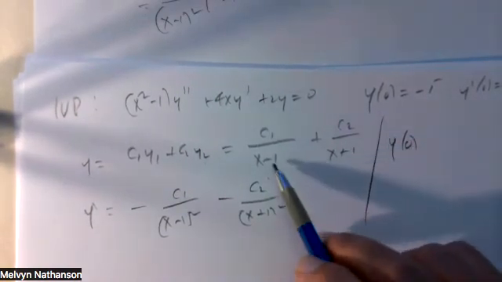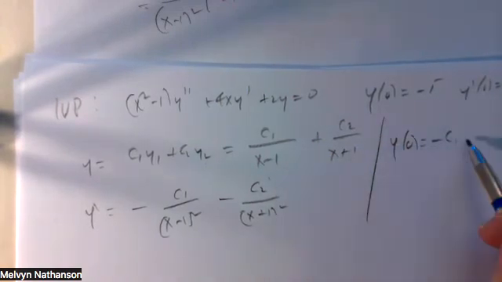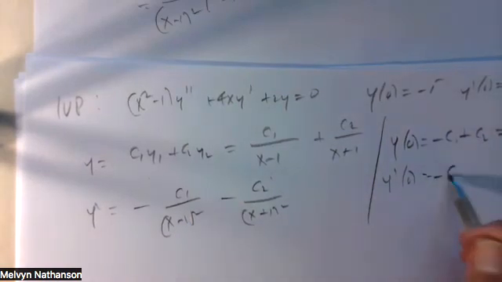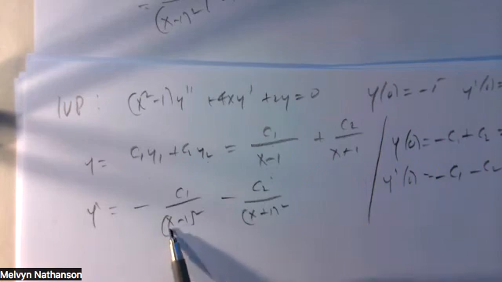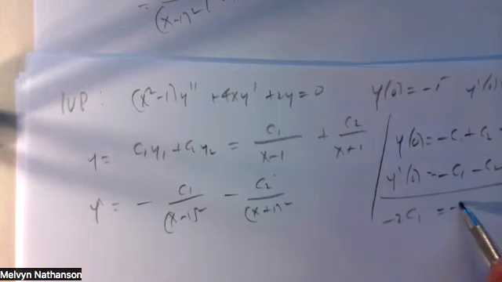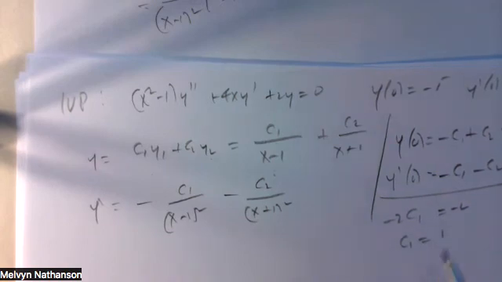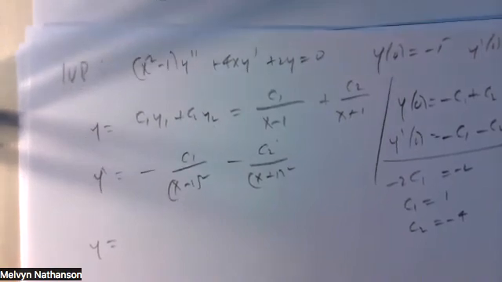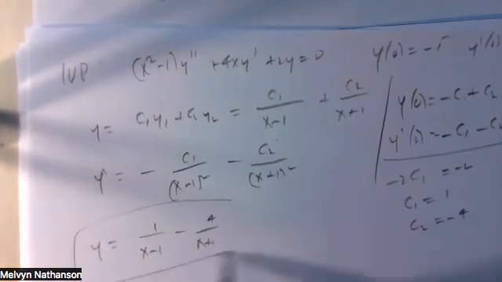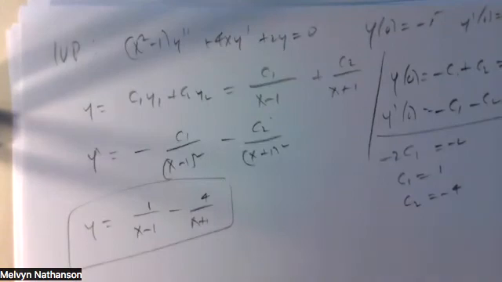So y of 0 is minus c1 plus c2, and that's supposed to be minus 5. And y prime at 0 is minus c1 minus c2, right? When x is 0, these denominators are 1, so minus c1 minus c2. That's supposed to equal 3. If I add these equations, I get minus 2c1 equals minus 2. So c1 equals 1, and c2 equals minus 4. So my solution satisfying the initial value problem is 1 over x minus 1 minus 4 over x plus 1. That's the solution of the initial value problem.